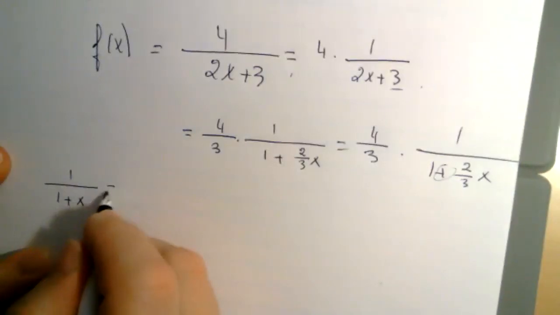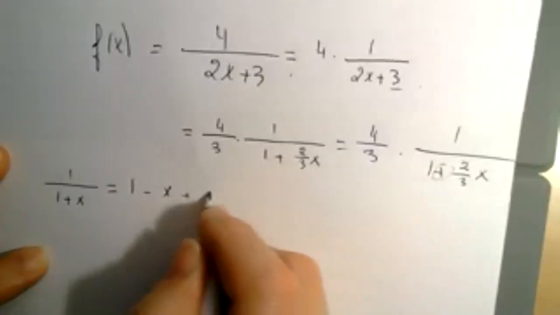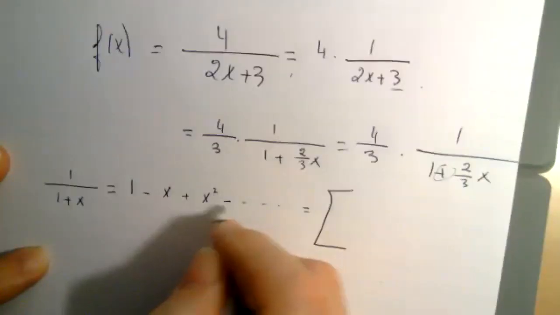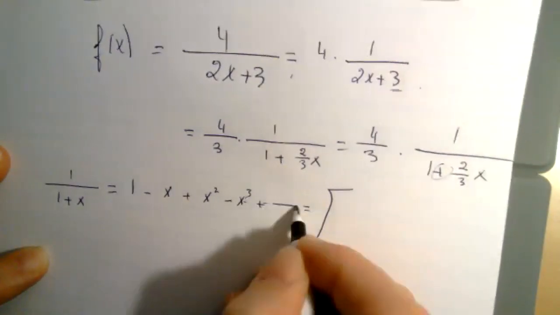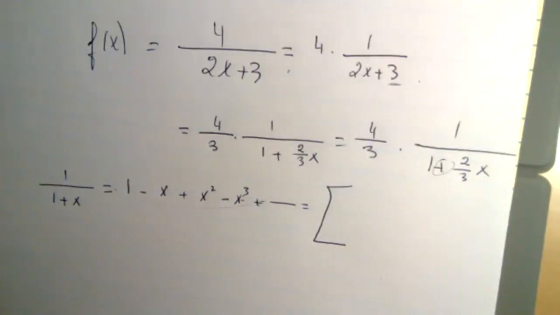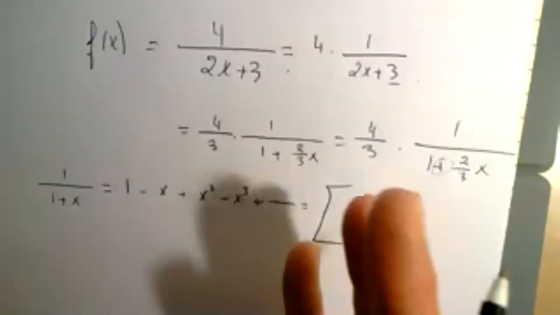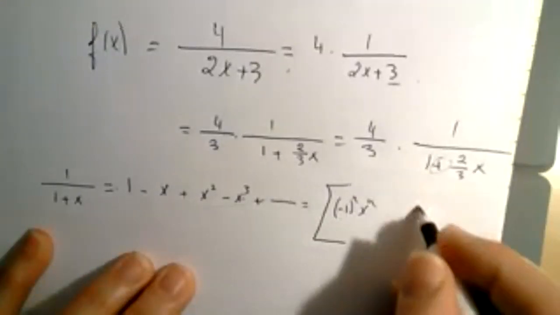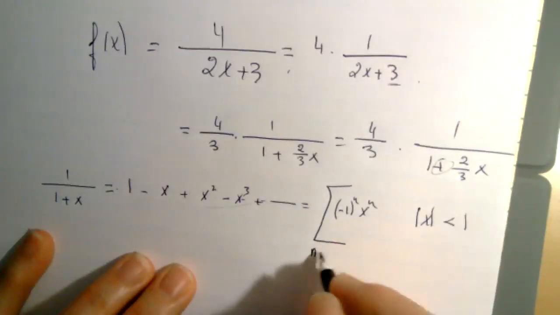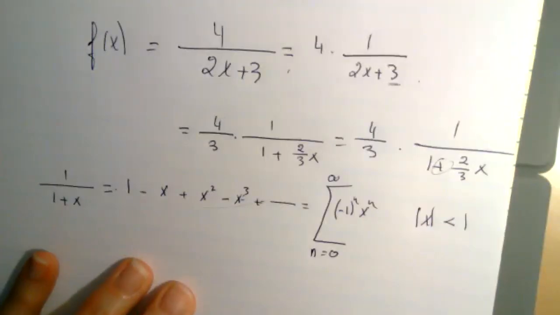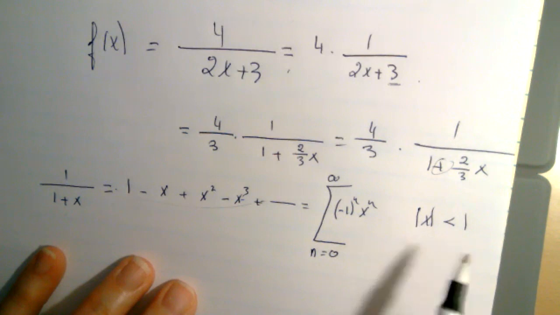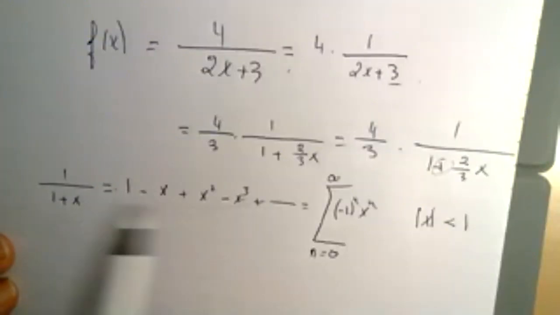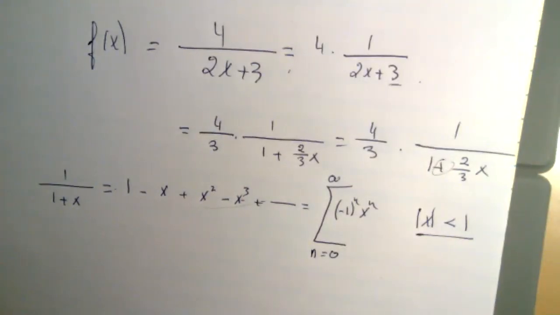So 1 over 1 plus x is 1 minus x plus x squared, etc. It means with the plus x, so minus x cubed. Sometimes I ask you to use only the first 4 terms, so we should write the first terms and then write it in sigma notation. This should be minus 1 to the n times x to the n, and this holds as long as x in absolute value is less than 1. That means if you take a value of x bigger than 1 and plug it here, this series will actually diverge. So this equality holds for those particular values of x.